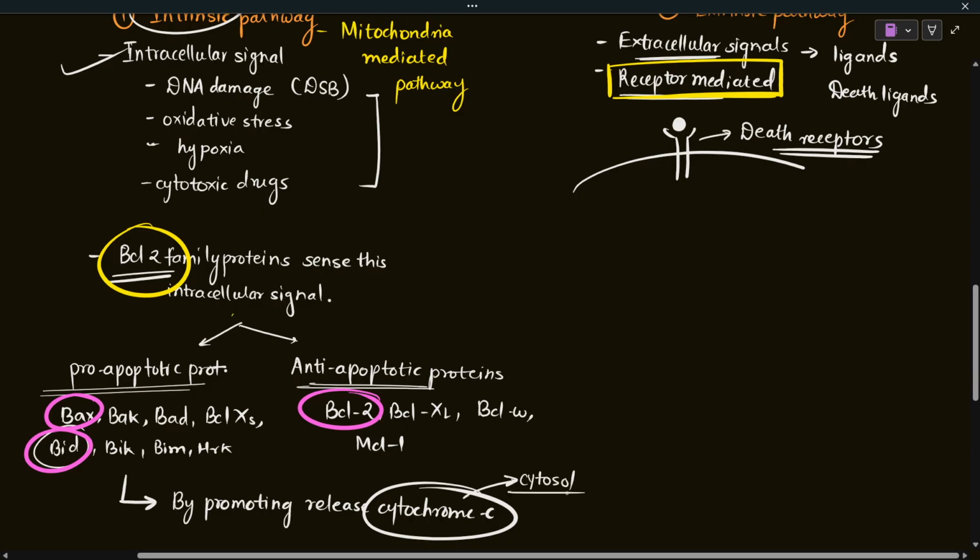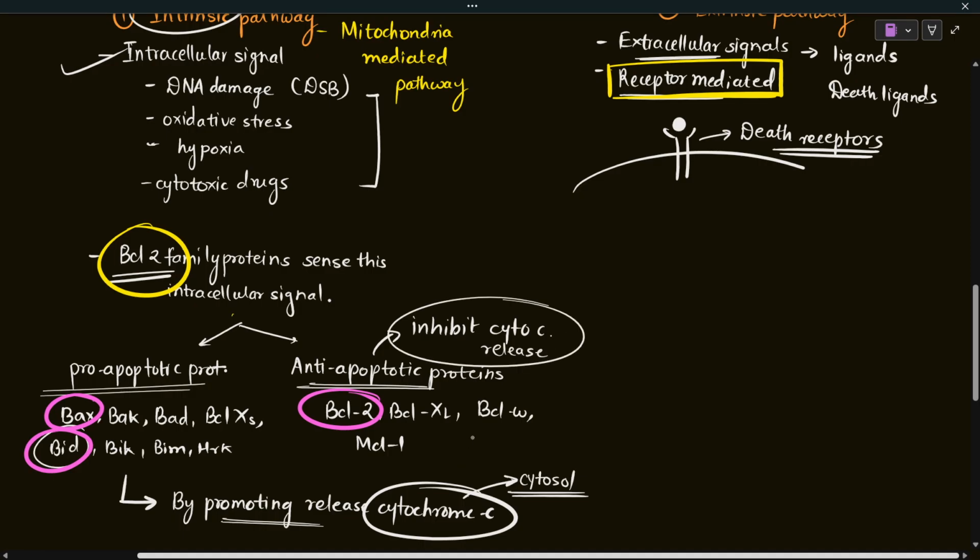When it is released in the cytosol, this points out that there is something wrong with the cell. Cytochrome C is meant to be on the mitochondrial membrane, but when it gets released into the cytosol, it sends a signal to the cell that something is going wrong and it needs to kill itself. That is why pro-apoptotic factors promote the release of cytochrome C, while anti-apoptotic factors inhibit cytochrome C release. This is how they inhibit the apoptotic pathway.